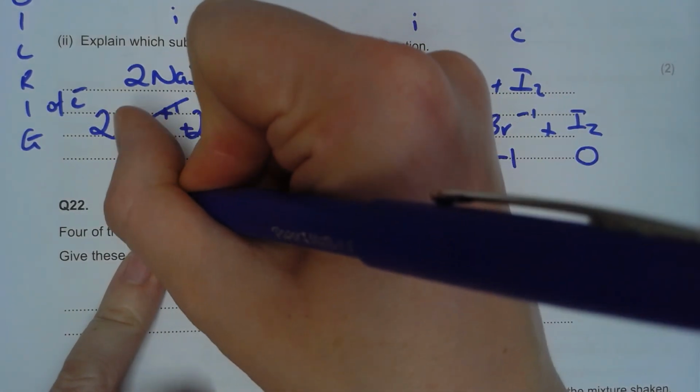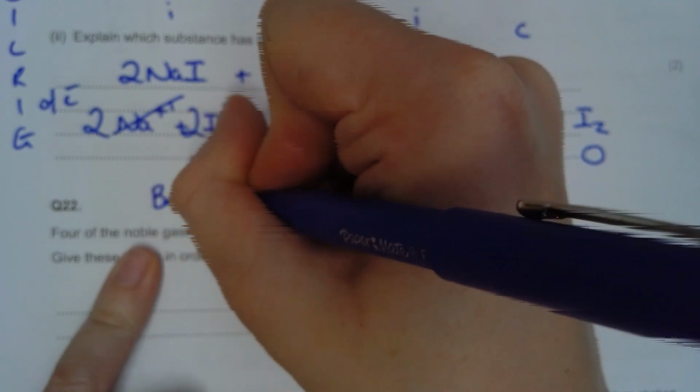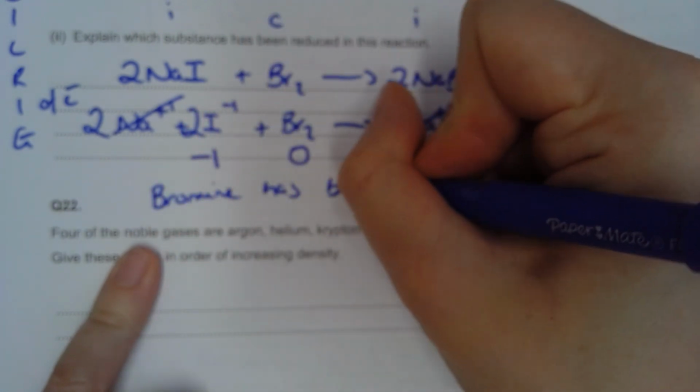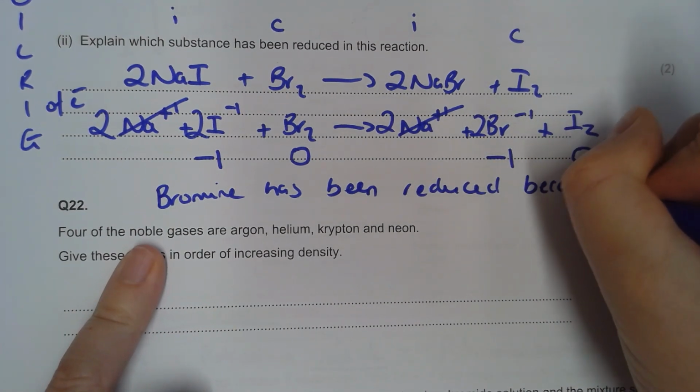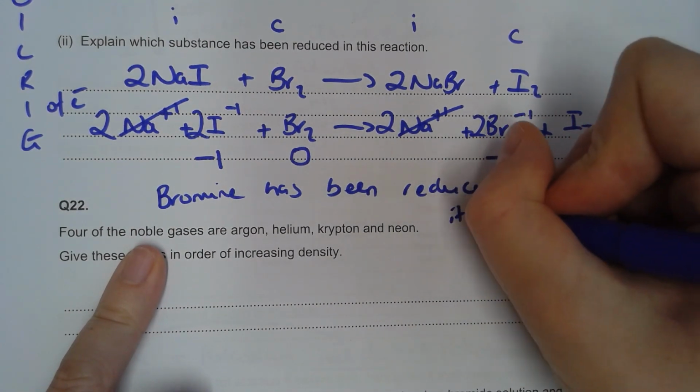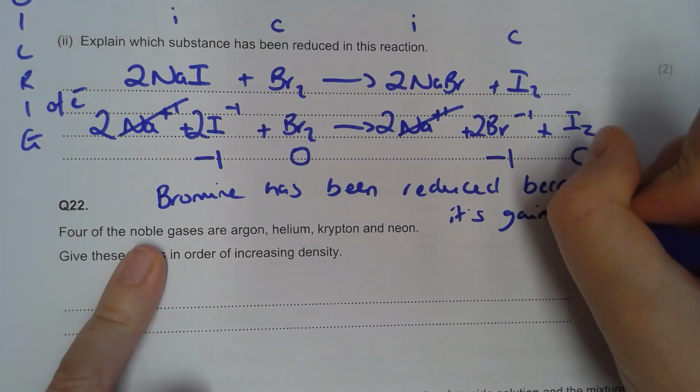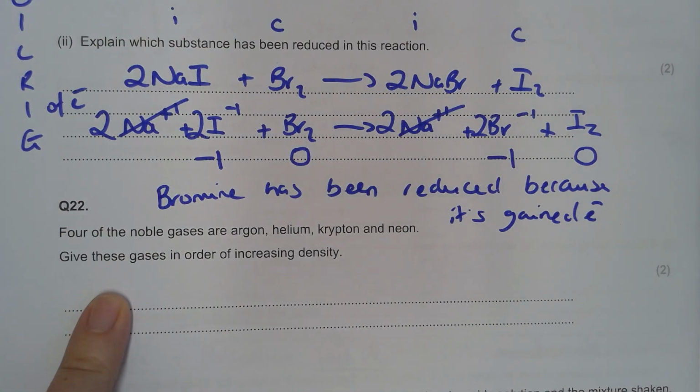So you can write here, bromine has been reduced because it's gained electrons, and that will get you your marks.